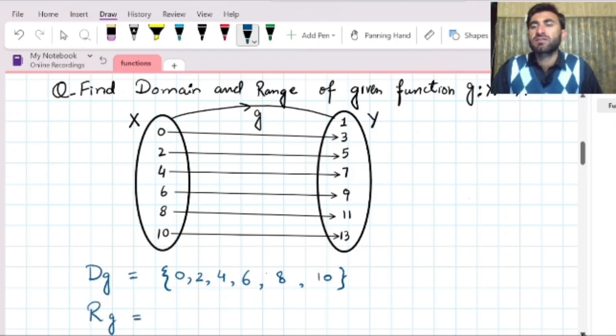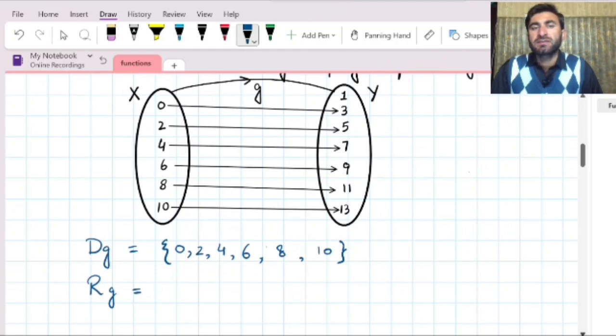The range of the function, being the set of images, will consist of elements 3, 5, 7, 9, 11 and 13. Once again, 1 will not be part of the range set, because 1 is not considered an image since it does not have a pre-image. So that is the range of the function g.